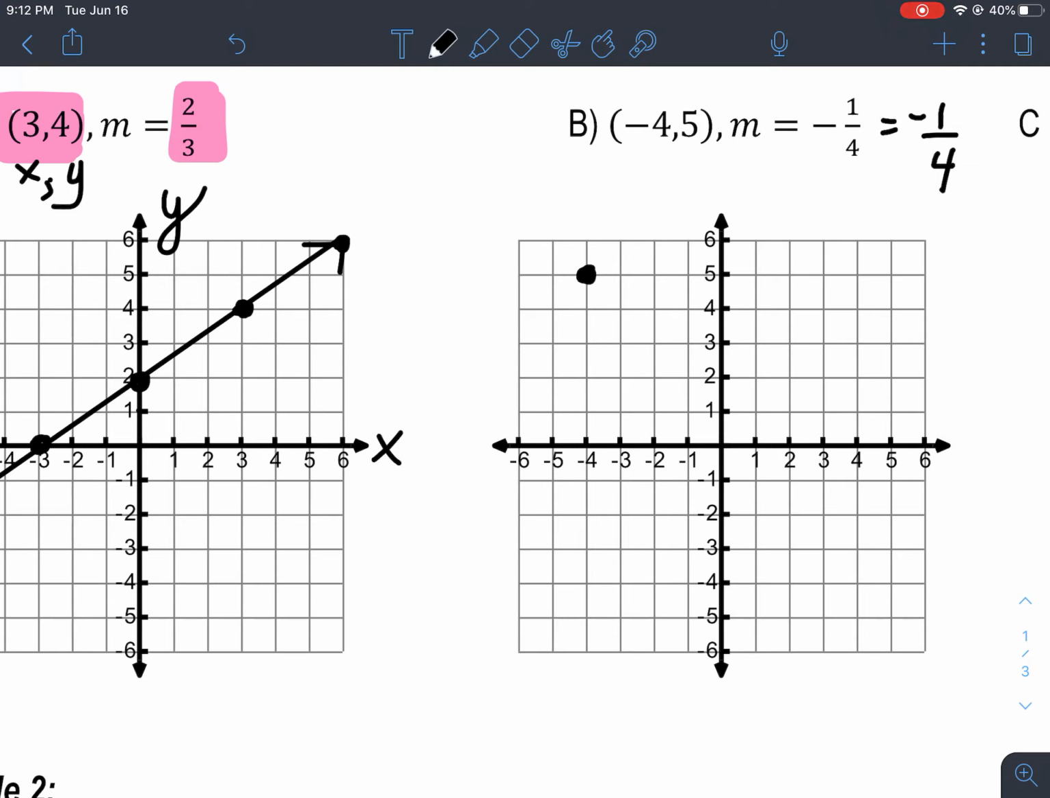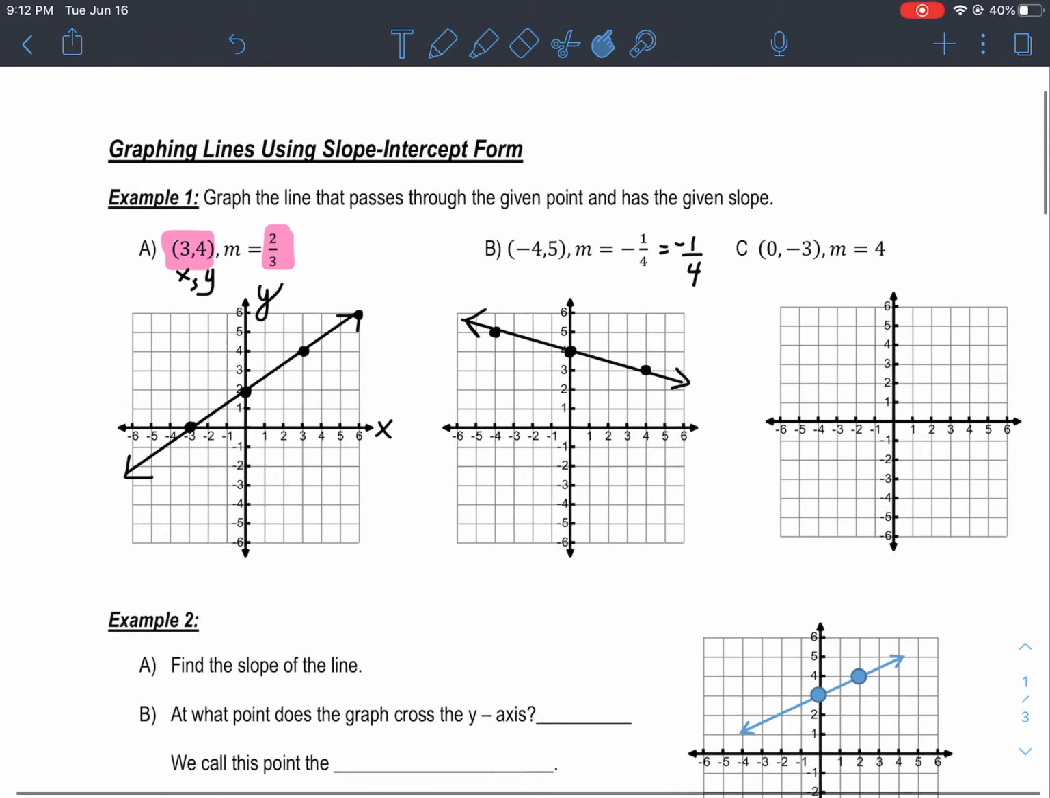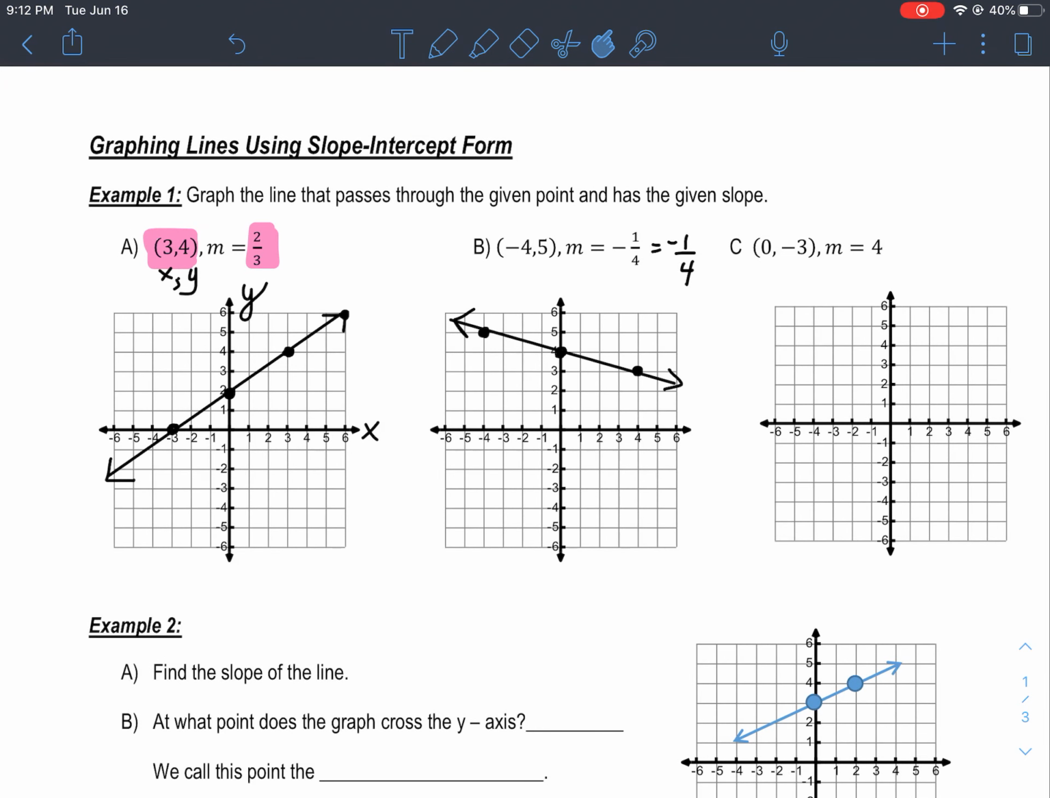So instead of going up 1, we're going to go down 1 since it's negative, and then right 4. Last time we were going up and right, now since our slope's negative, we're going down and right. So down 1, right 4. Then connect your points. And then if you could pause this video and try C, that would be great.